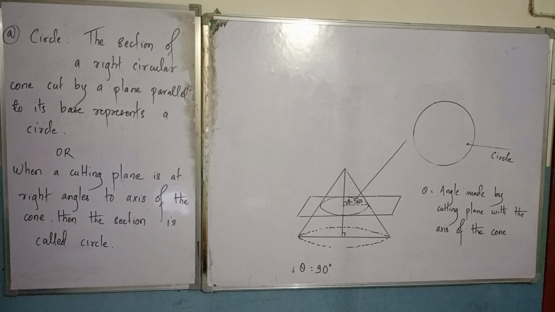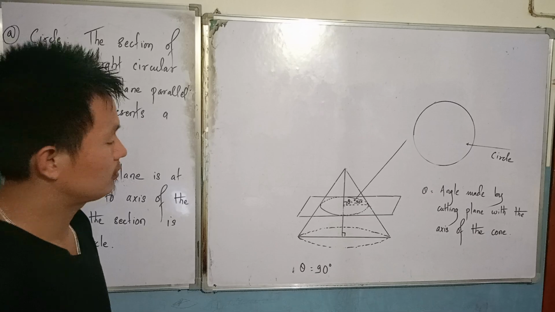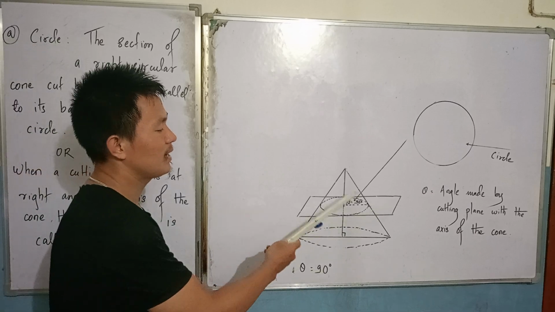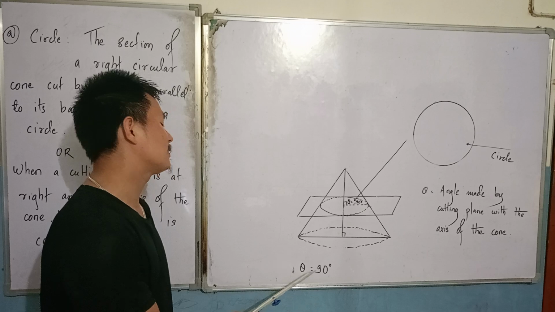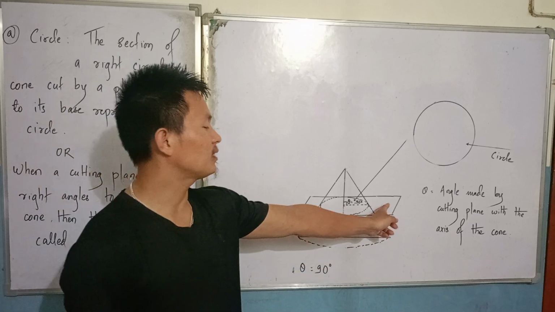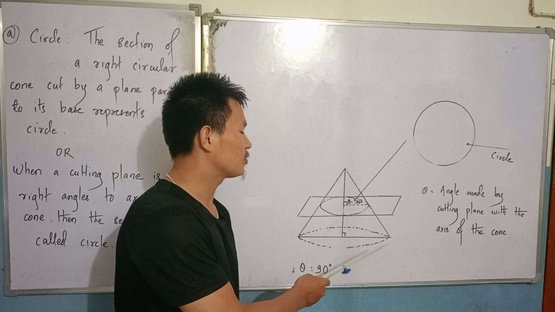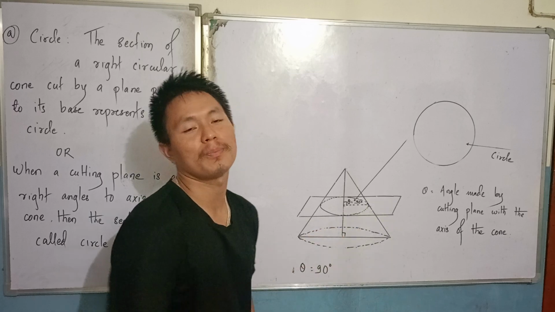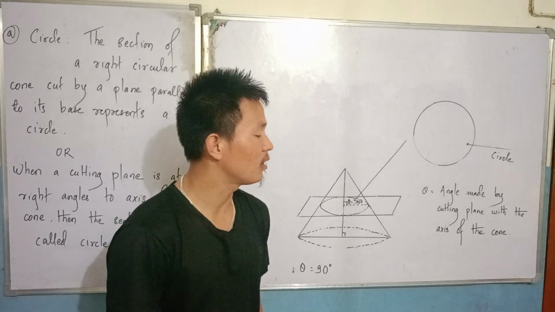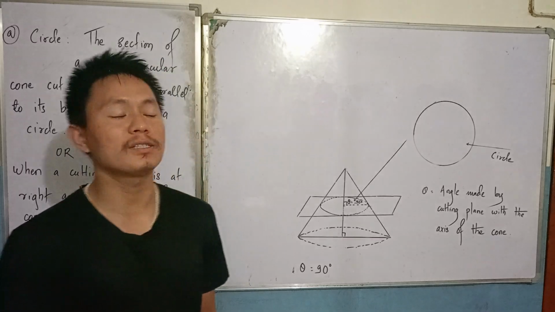So it's easy. When theta, the angle between the cutting plane and the axis of the cone, is equal to 90 degrees, then the circle is formed. Or the cutting plane must cut the cone in such a way that the cutting plane is parallel to the base of the cone. In that case, the circle is formed. So the circle part is easy. Let's move on to another part, which will be the ellipse.